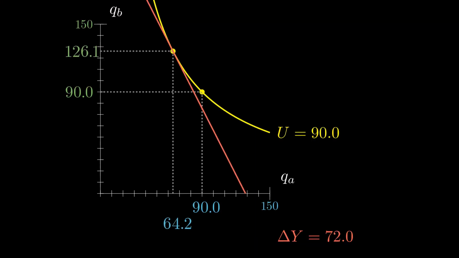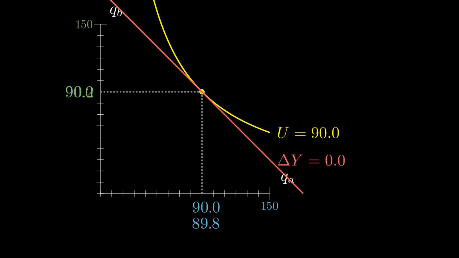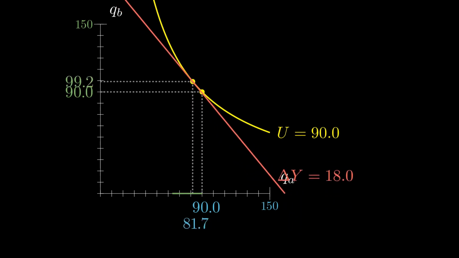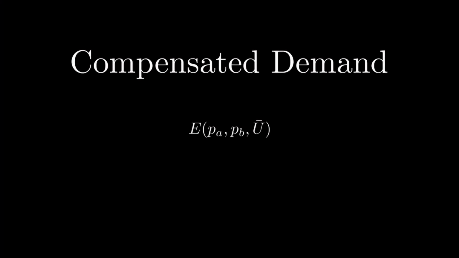Hicksian demand. The compensated demand, or Hicksian demand, takes a fixed utility U bar and new prices, PA and PB in this case, and gives the solution to the expenditure minimization for that particular utility. This is equivalent to finding the tangency between the indifference curve defined by U bar and the budget constraint by varying Y. The two ideas are so closely linked. We can find the compensated demand curve by taking the partial derivative of the expenditure function with respect to the good we're looking at.